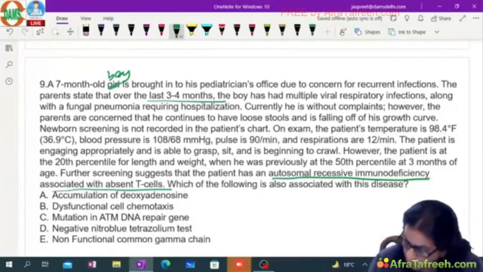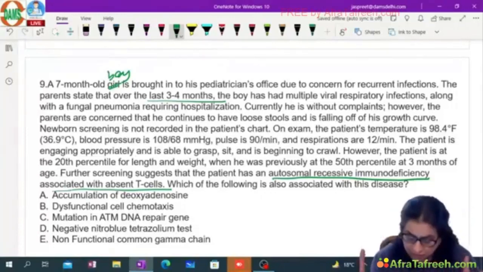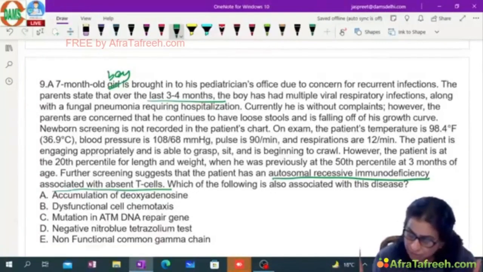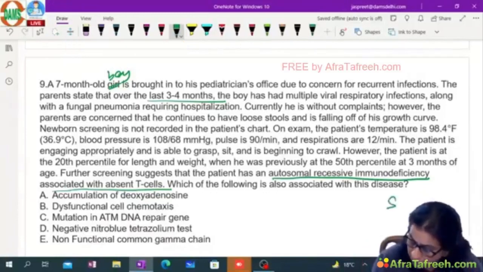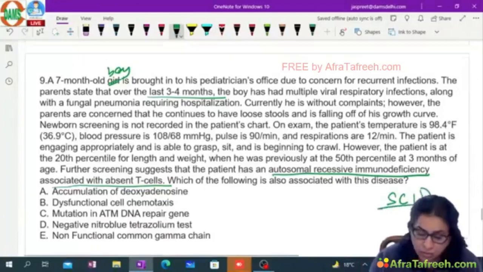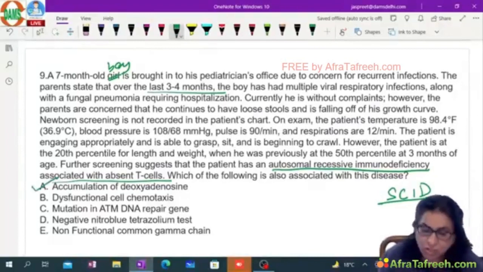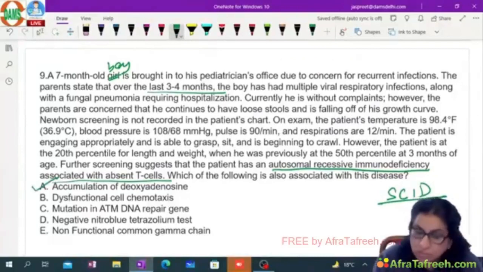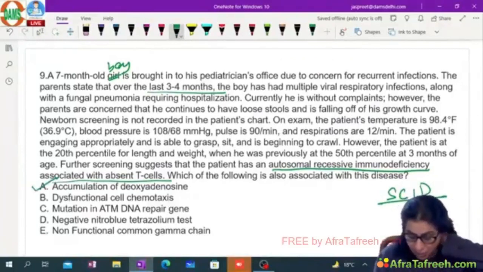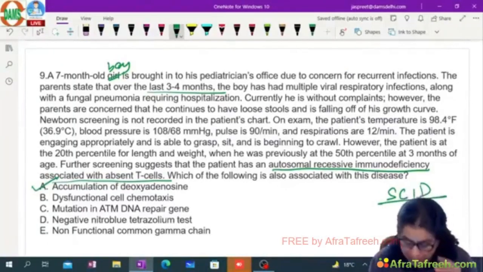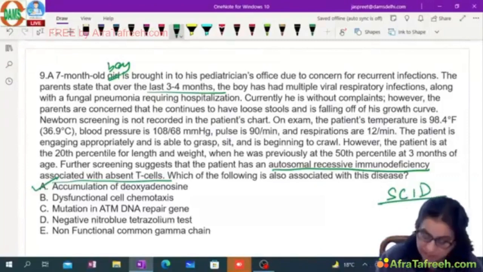So now, there are two options. This whole history, failure to thrive, recurrent viral infections, fungal infections, all these, so multiple viral and fungal infections, the child is not growing properly, they are pointing towards SCID. Okay, now you know SCID can be, okay, very good, Adesh. This is A, accumulation of deoxyadenosine. So you have two options, A and E. Both are answers for SCID.